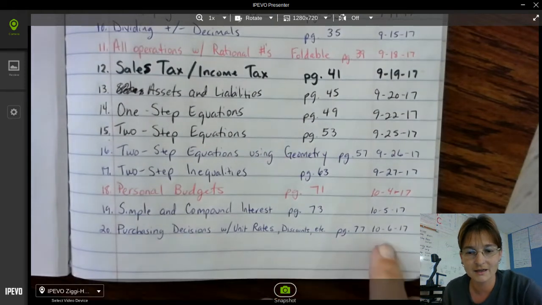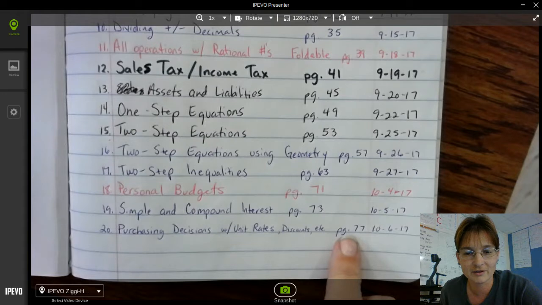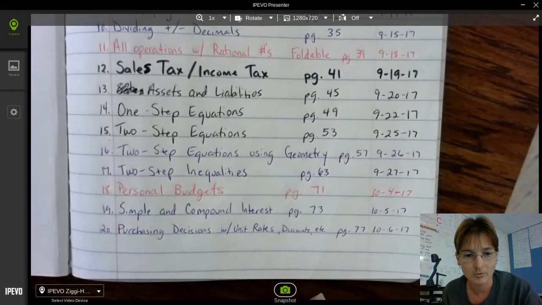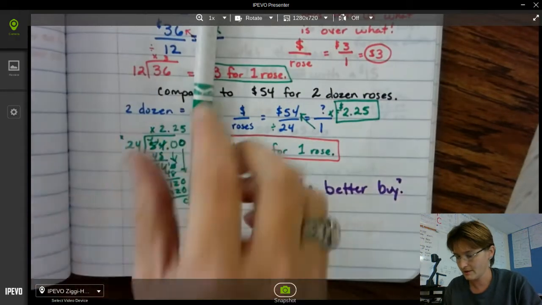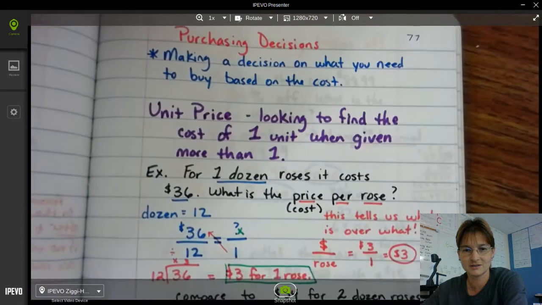All right, today's date is the 6th, or for tomorrow. We'll start on page 77. This is going right after simple interest and compound interest. Once you get that into your table of contents, please turn to that page and we'll go ahead and get started with purchasing decisions.